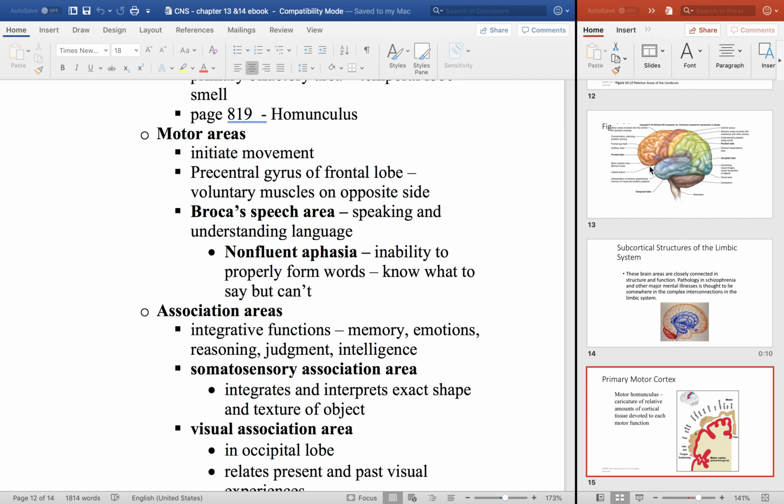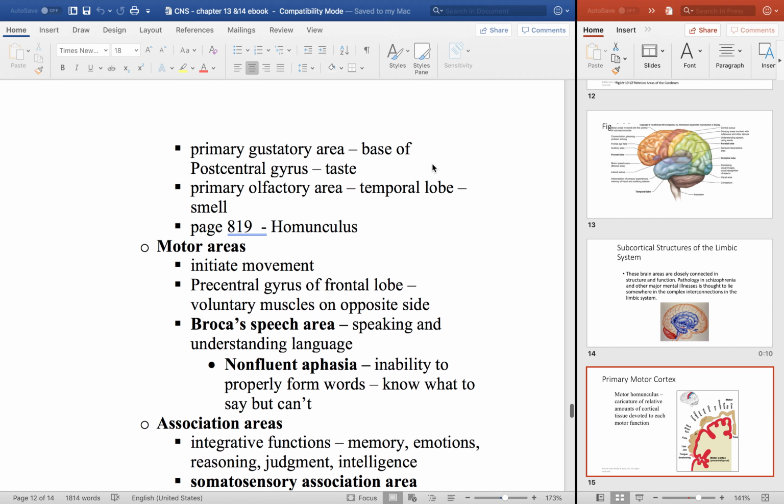In the base of that area, right in here, is the Broca's speech area. That's where I speak and I understand language. There is non-fluent aphasia that you can have whenever something's wrong with your Broca's area. You understand what's being said to you, but you have the inability to form the words properly to have a response. So they might not know what you're trying to say, even though you know exactly what they're saying to you.